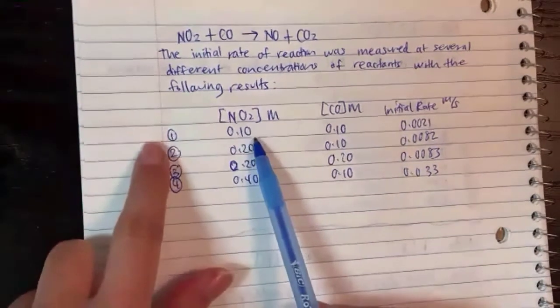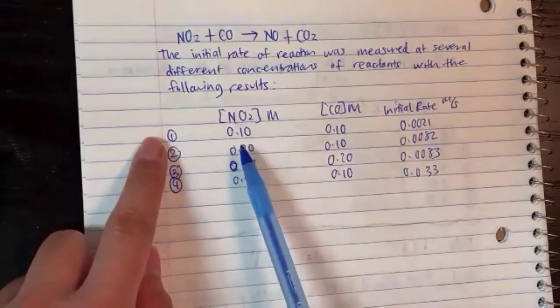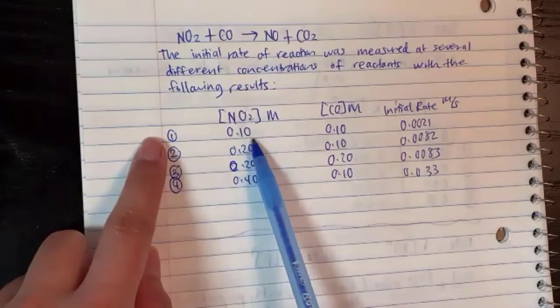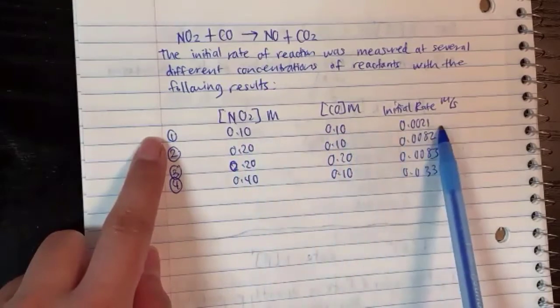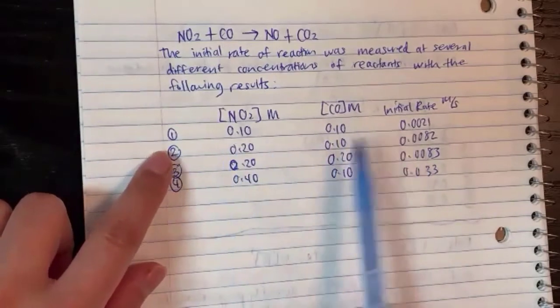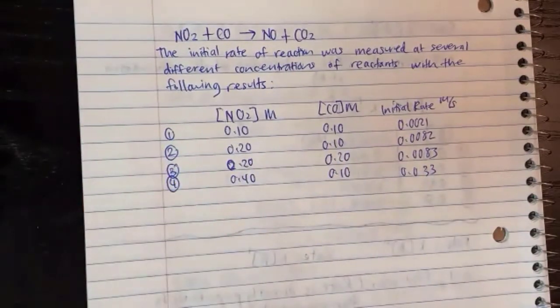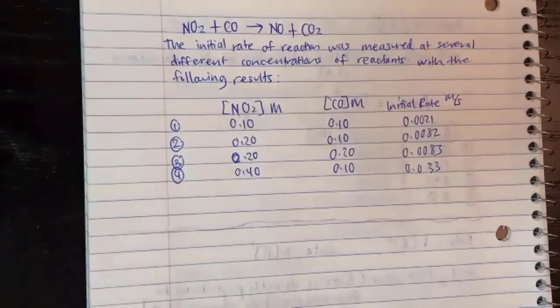So here's test tube 1. Test tube 1 is the first reaction they tried. They did 0.1 of NO2, 0.1 of CO, and then they got this rate. And then they did a bunch more. They did a second test tube with this, a third one, and a fourth one. And then they just compiled all their data together. Usually you have a few trials, a few different reaction mixtures, and you will use this information here to try to predict the rate change, the rate law.